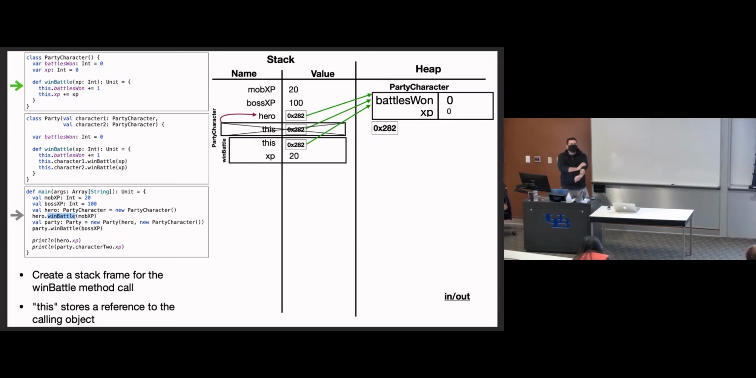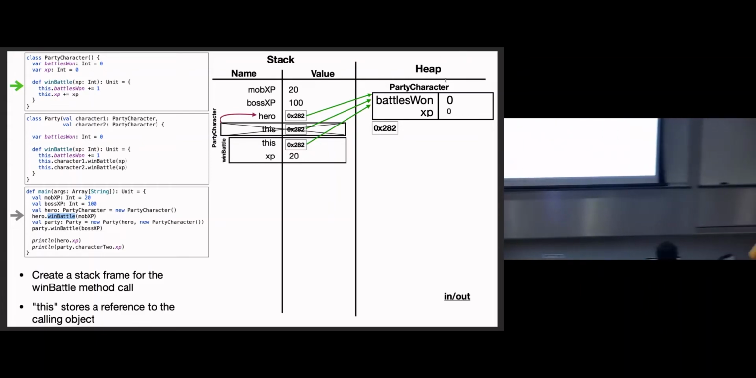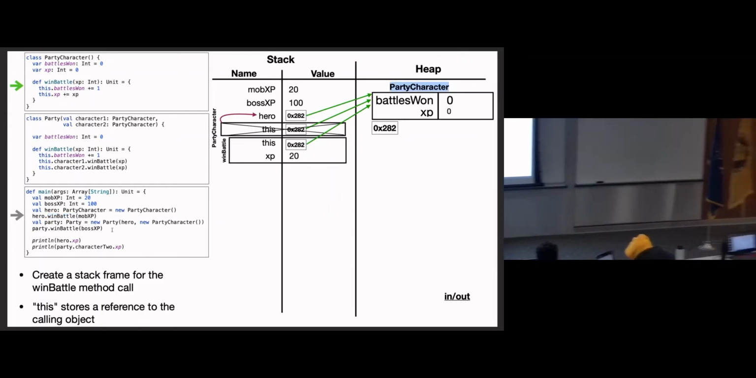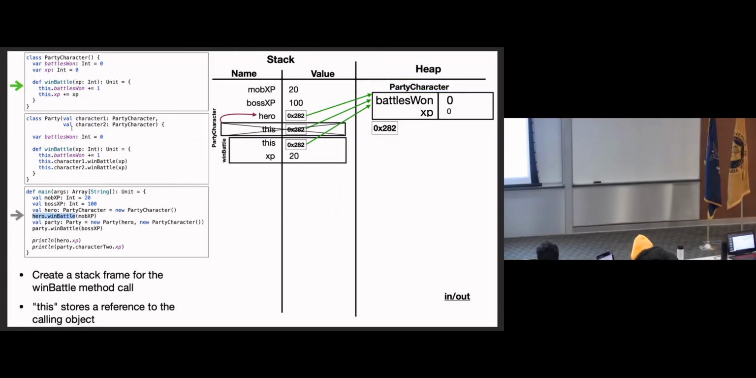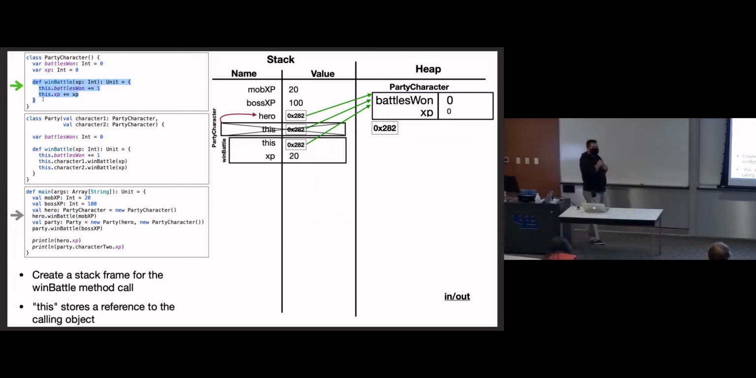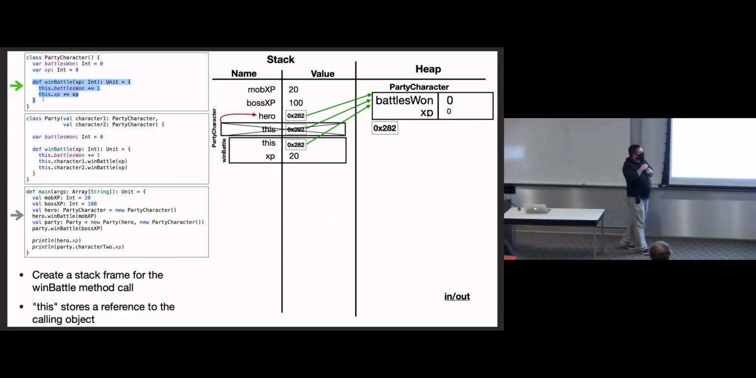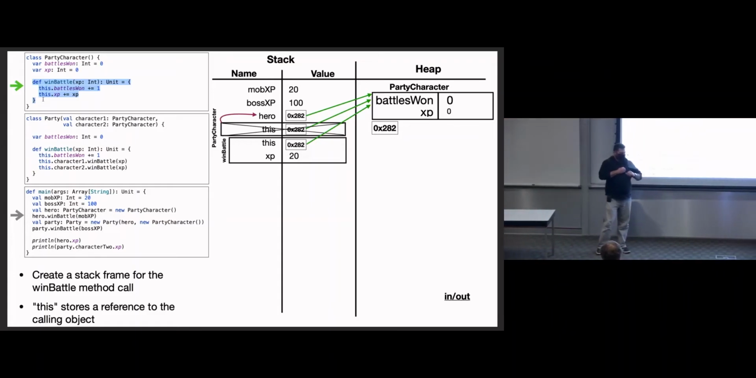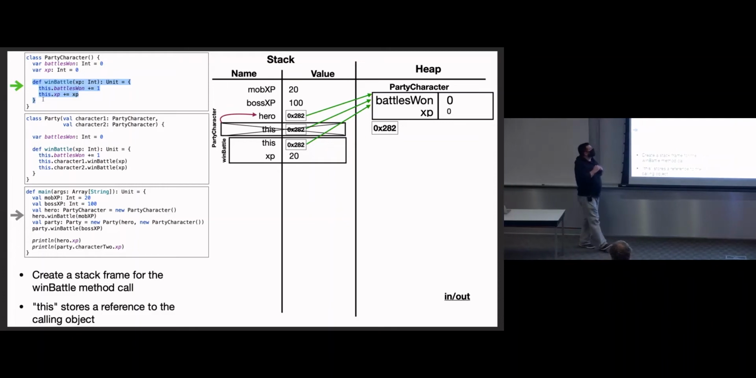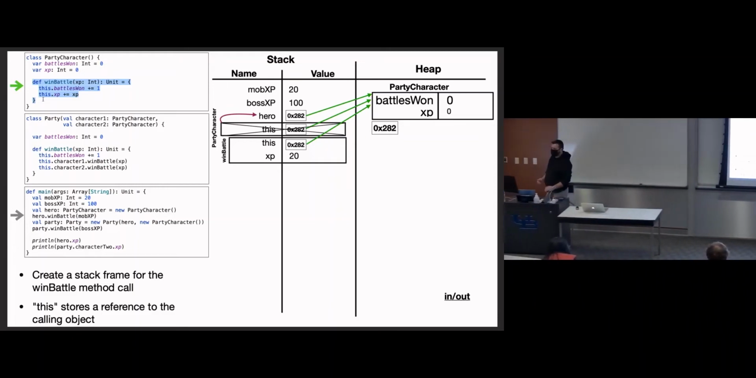We have 2 methods called win battle in this program. Since I'm accessing win battle from an object of type player character, this win battle call is going to be the player character behavior, the player character win battle, not the party win battle. So we're accessing the behavior of a party character object, so we get the party character win battle.